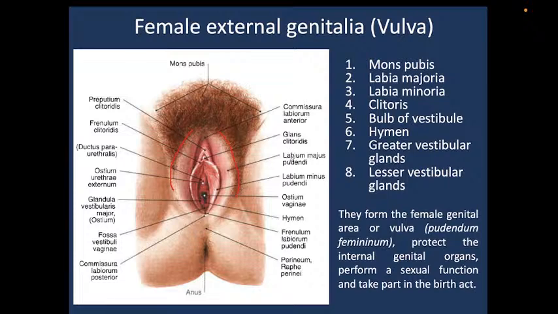Next to the mons pubis are the labia majora. These are two folds, really big folds, and this name is labia majora. The labia minora are located between the labia majora and form the opening called the vestibulum of the vagina.